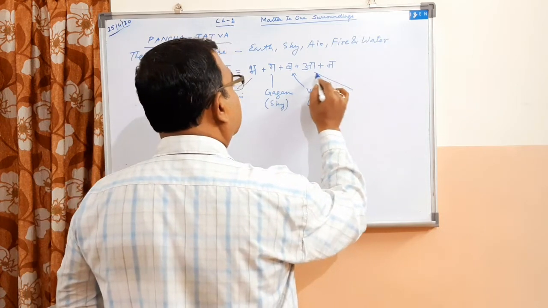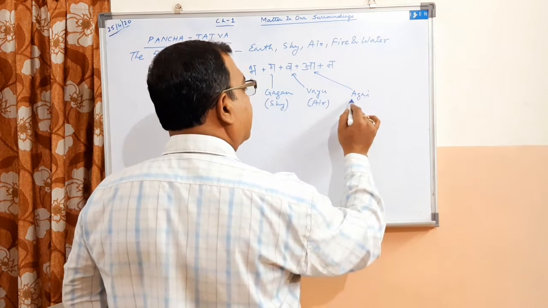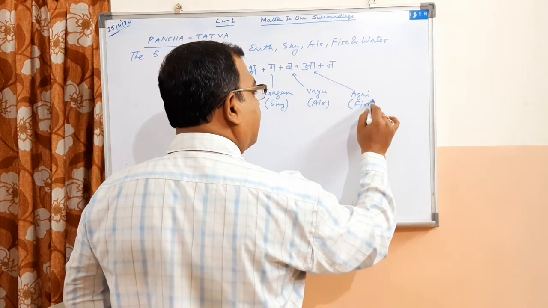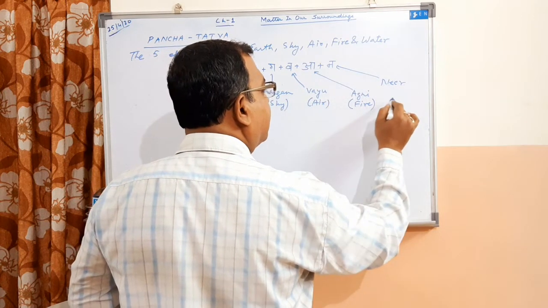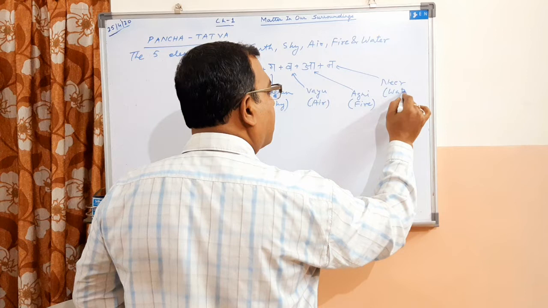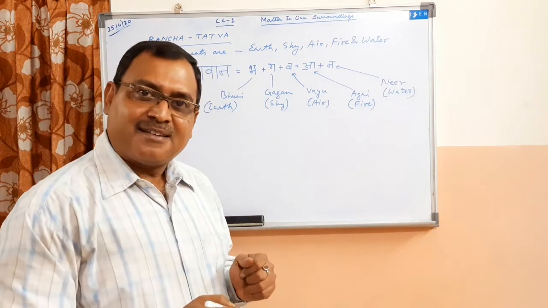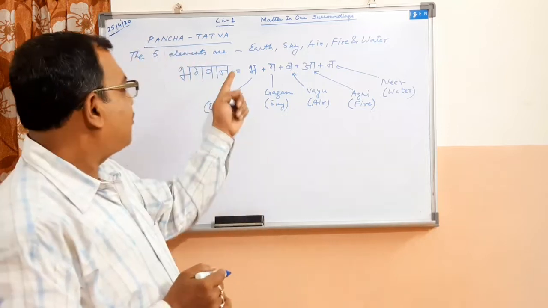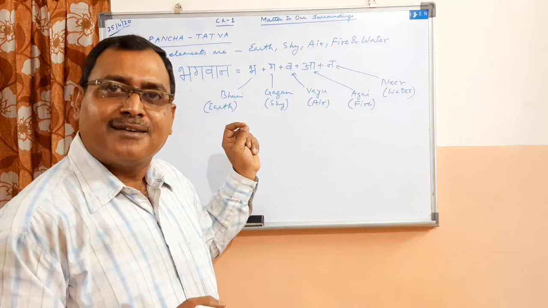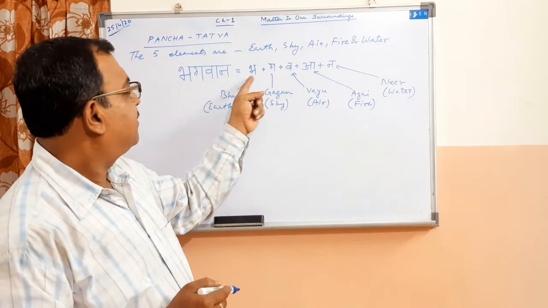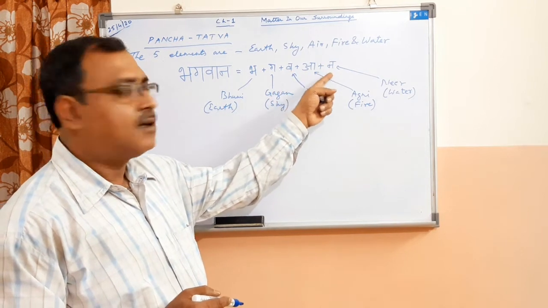A means Agni, that is fire, and Na means Neer, that is water. Clear? So you can easily remember. All of you take the name of God every day. You take the name of Bhagwan every day. So spell it in this way: Bha plus Ga plus Va plus A plus Na.